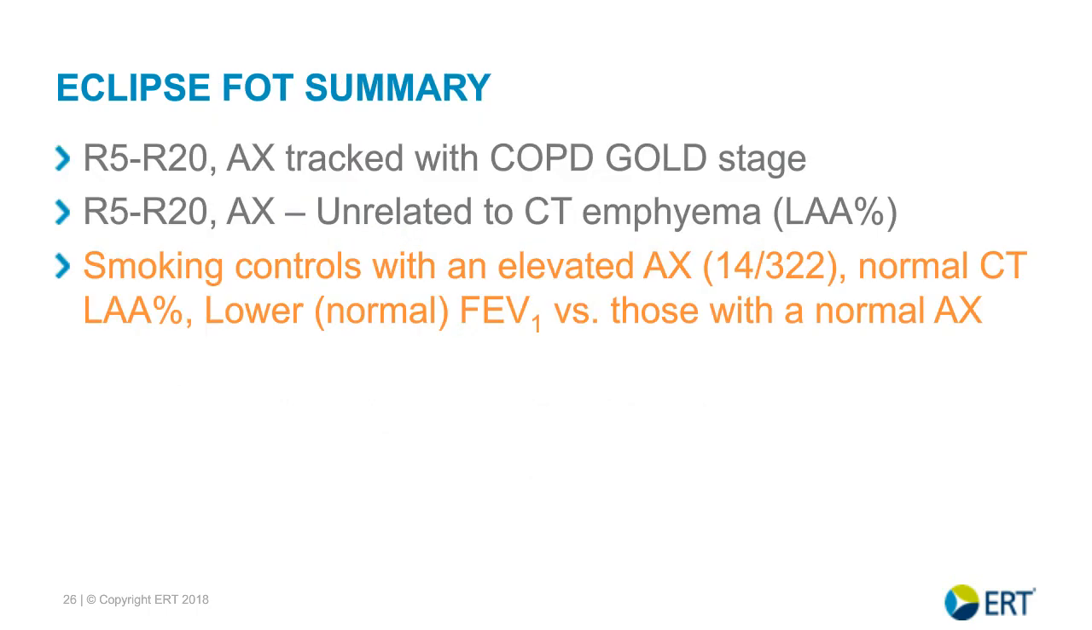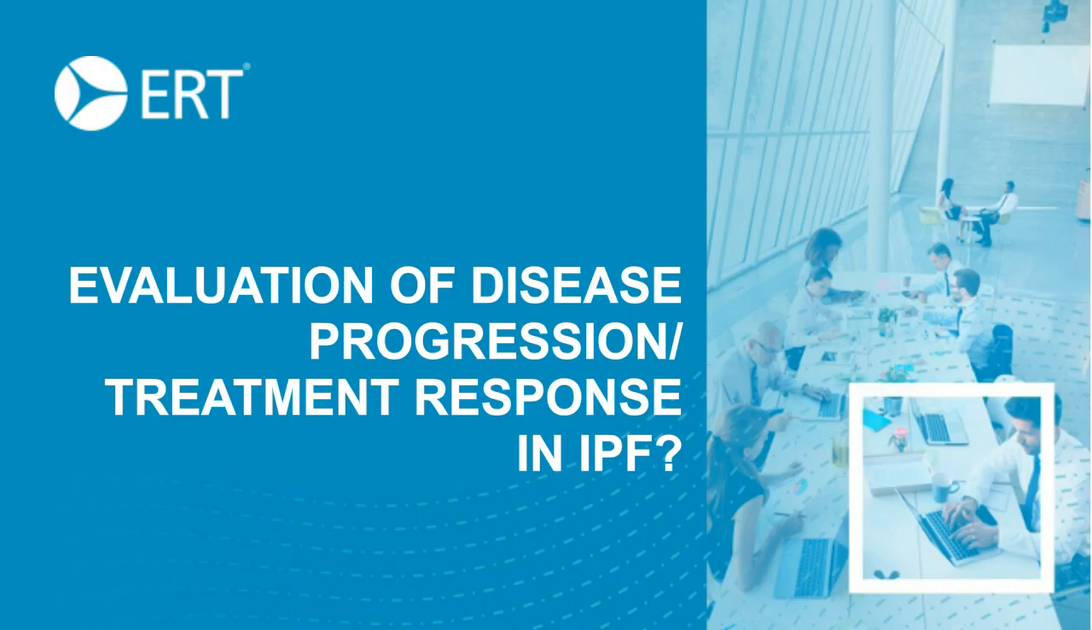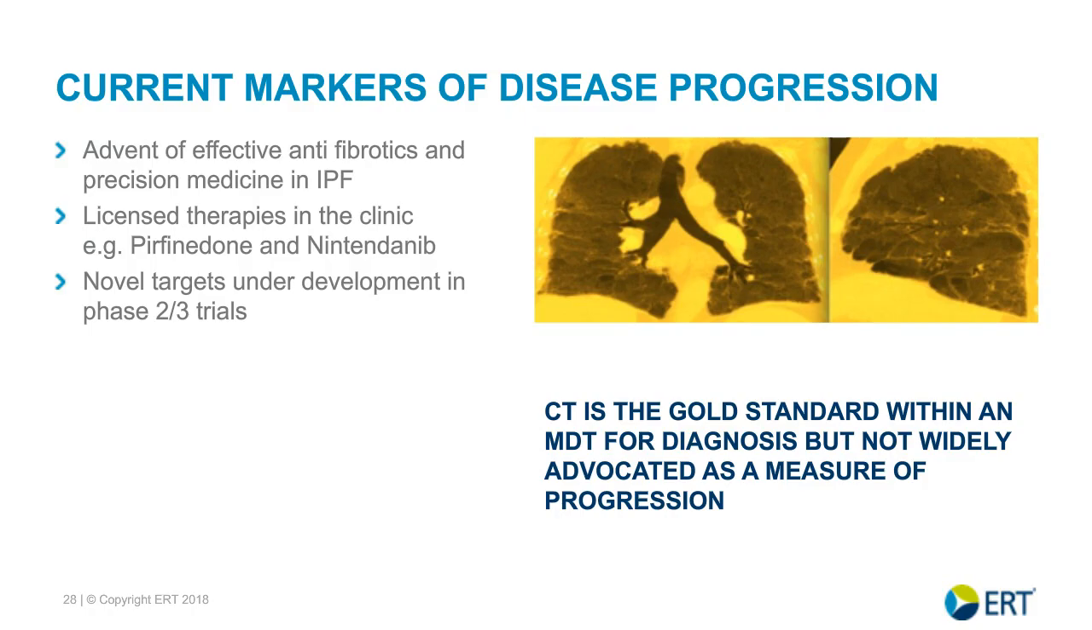Okay, what about other potential use areas? I think another area that's potentially very interesting to explore FOT with in clinical trials is IPF. We know that there is now a large number of potentially available antifibrotic agents, either licensed or coming through drug development in pulmonary fibrosis. We know that CT is the gold standard diagnosis of IPF within an MDT, but it's not widely advocated as a measure of disease progression. It's quite hard to deploy in that sense in terms of its cost effectiveness.